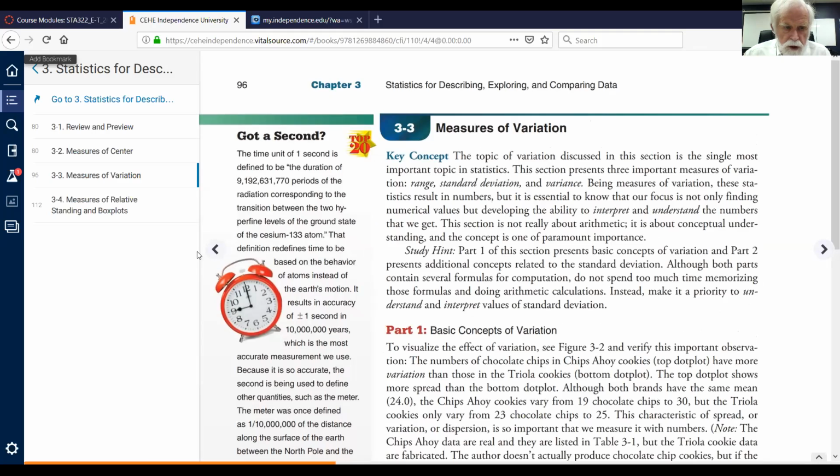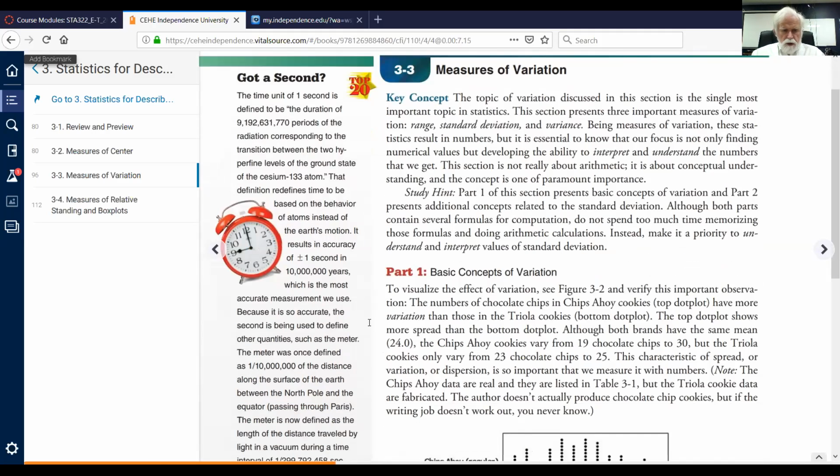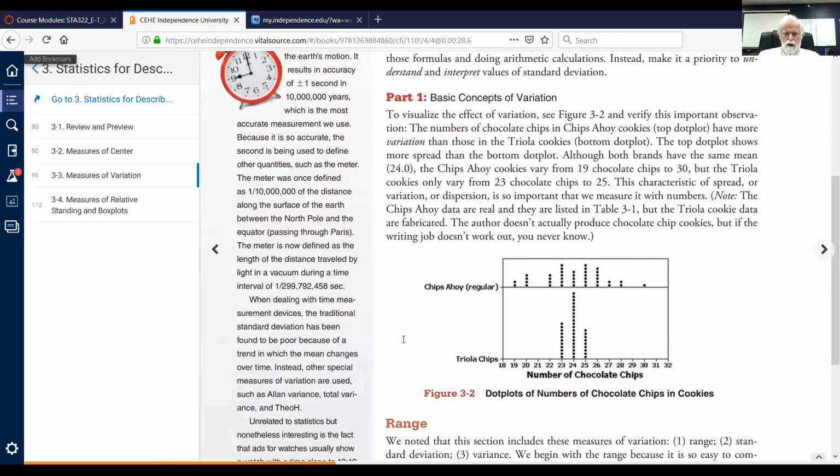Measures of variation. That's the thing I want to get to next. Variation is something that we look at quite often in statistics, because variation is really the spread of data. So let's go ahead and take a look at some chips here. He's made up some chips that he has proposed, where his chocolate chips were distributed from 23 to 25 with a mode at 24. But looking at the Chips Ahoy regular, they run from 19 to 30.